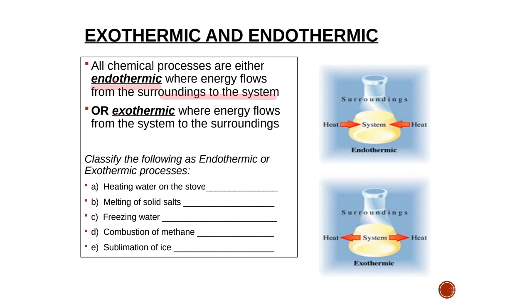If it is exothermic, exo sounds like the word exit. So this is where energy flows from the system to the surroundings. It flows out of the chemical process and into the surroundings.